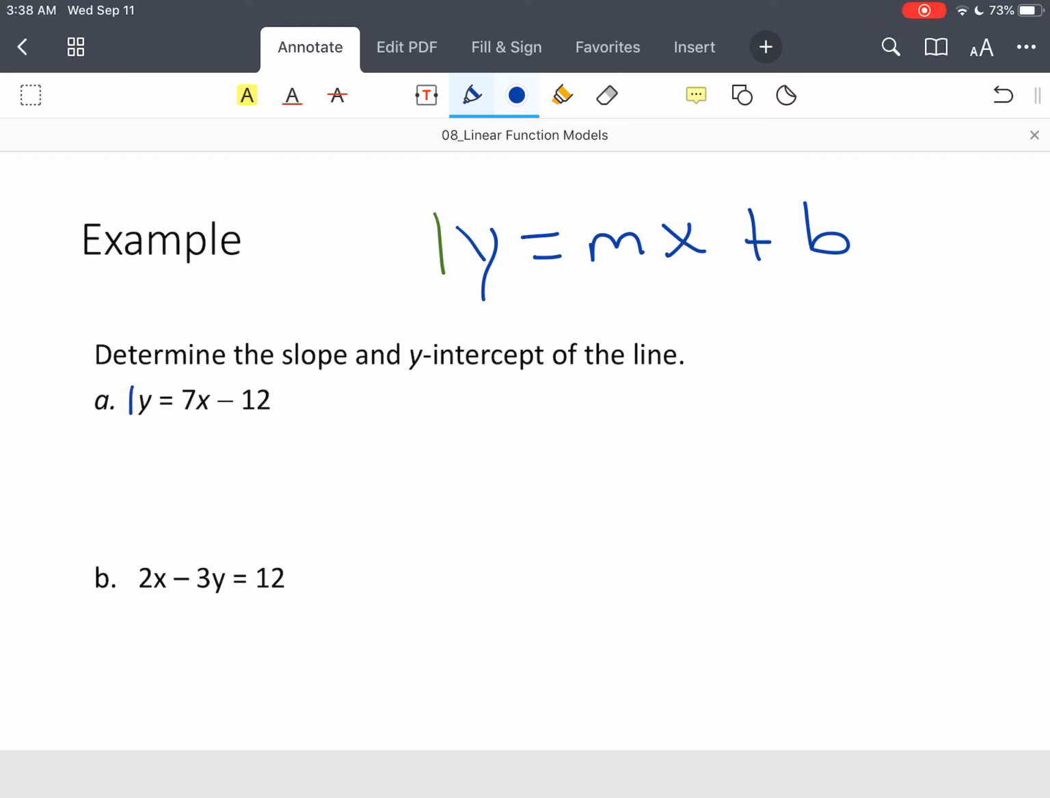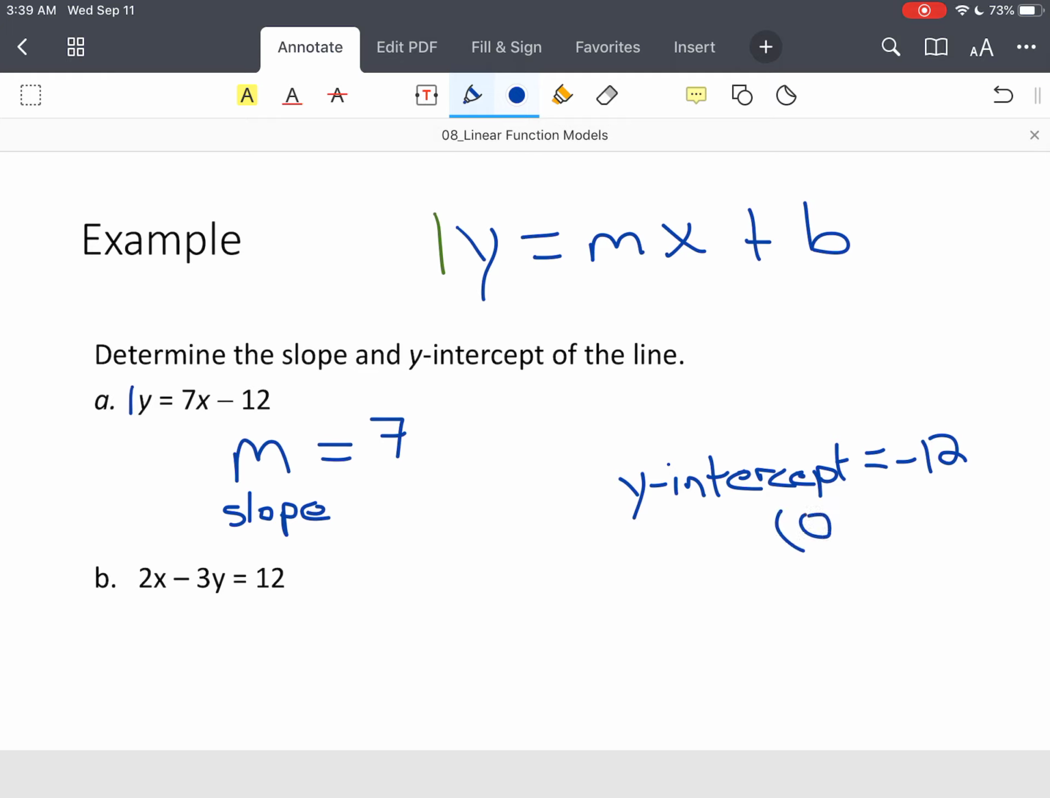We have our form, so the slope, and then we've got the y-intercept. Our slope in this case is 7. Our y-intercept is negative 12, but we're going to stick to our definitions and realize that this is a point. So it's (0, -12). Real simple. All right, so the first one is done.